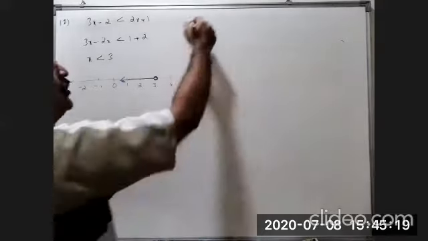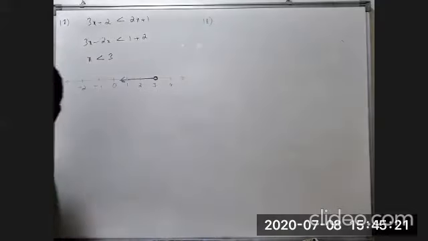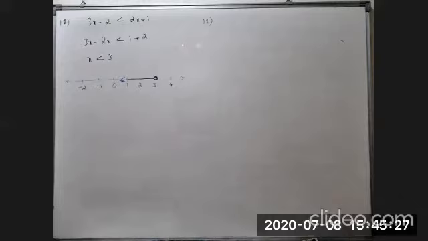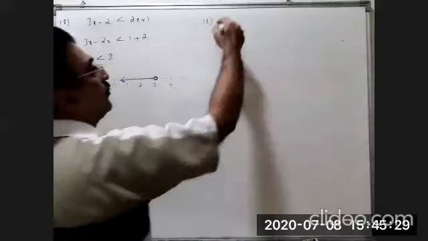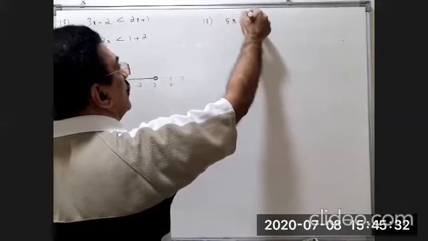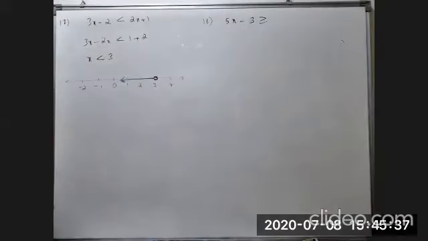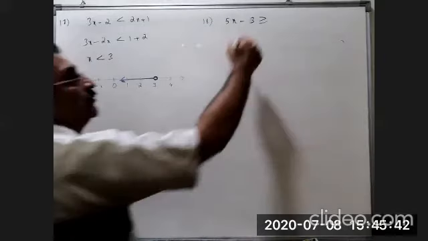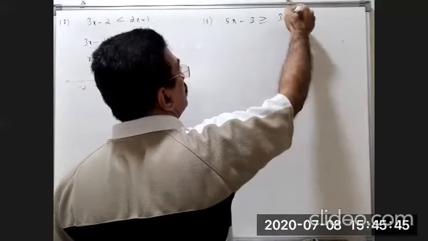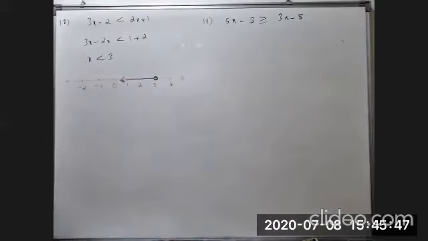Now 18. Start doing 18 though. 5x minus 3 greater than or equal to 3x minus 5. Again, take x to the left hand side, constants to the right hand side.